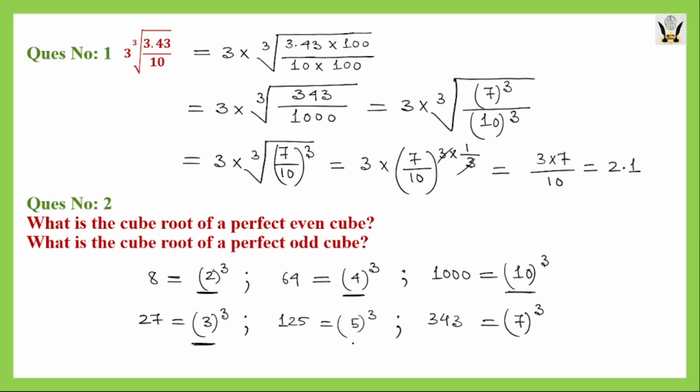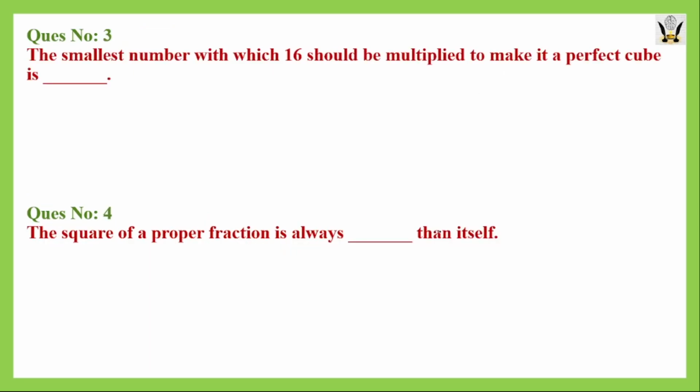So in all these examples, what we can see is that on the left side we have perfect odd cubes, and on the right side we have represented all those odd numbers as cube of some other odd number. Now in the next question, we need to find the smallest number with which 16 should be multiplied to make it a perfect cube.